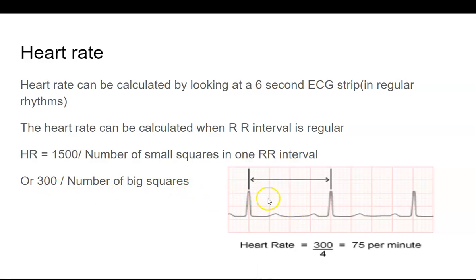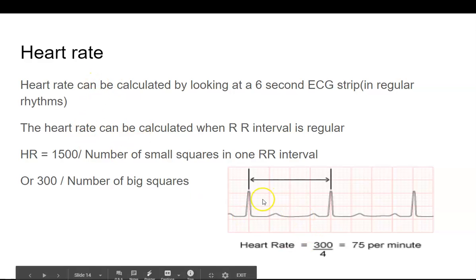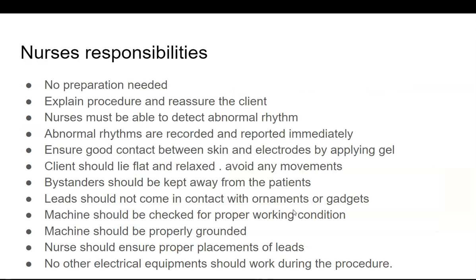See here, the number of big squares is 1, 2, 3, 4. First you have to see whether the RR interval is regular or not. If it is regular, you can calculate the heart rate. So how will you calculate? 1, 2, 3, 4, four big boxes. So 300 divided by 4 is equal to 75, which is the heart rate. Clear? You can calculate with the number of small boxes also, 1500 divided by the small boxes.